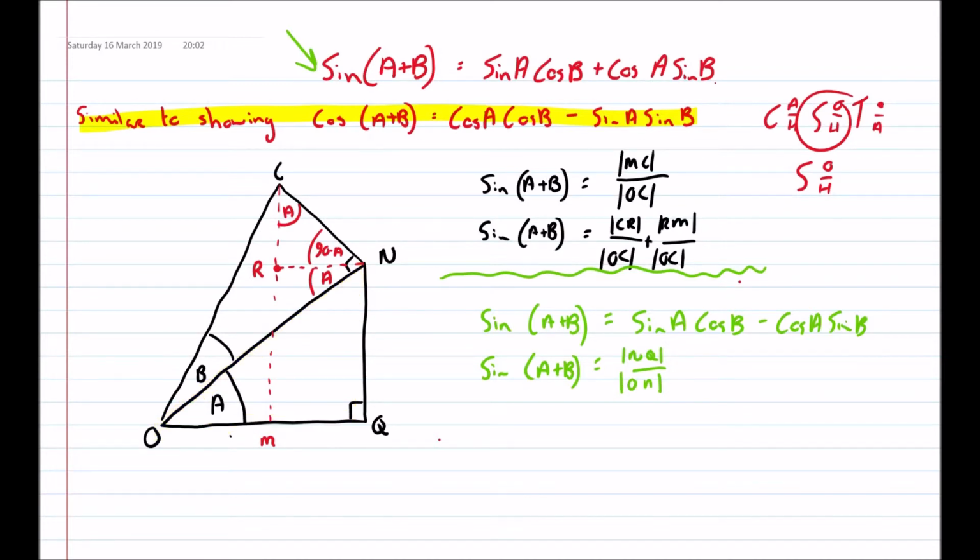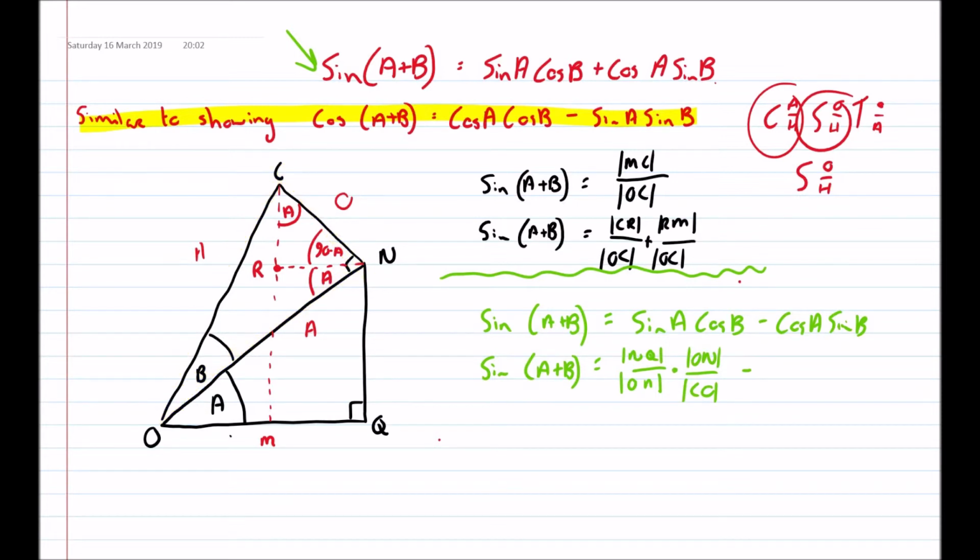Okay, so next we look at the cos of B. So we look at this triangle. We label it O, A, and H. And cos is adjacent over hypotenuse. So we'll be multiplying it by, the adjacent is ON, and the hypotenuse is CO. Okay, we have a plus in our formula, and now we're looking for the cos of A.